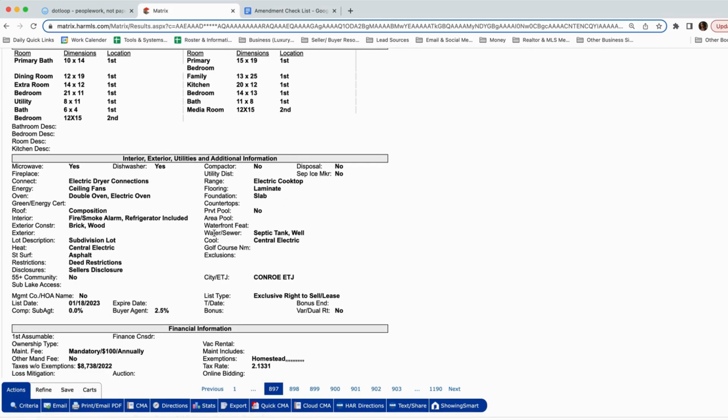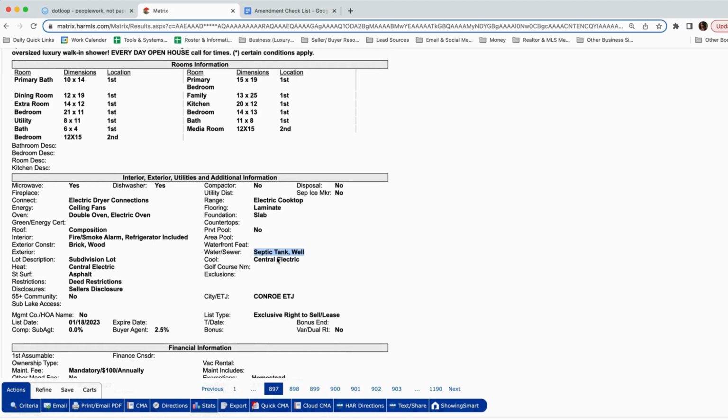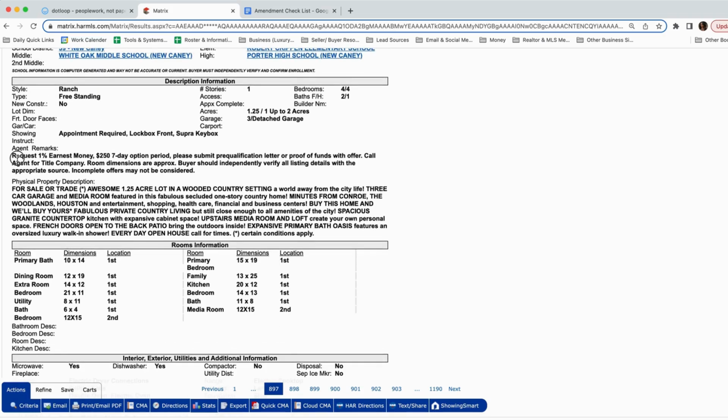It says water and sewer. It says septic tank, well. So look, it looks like we've got a well or septic. Wonderful. Then you can also look at agent remarks to see if they have any specific details or more details about the well or septic system.